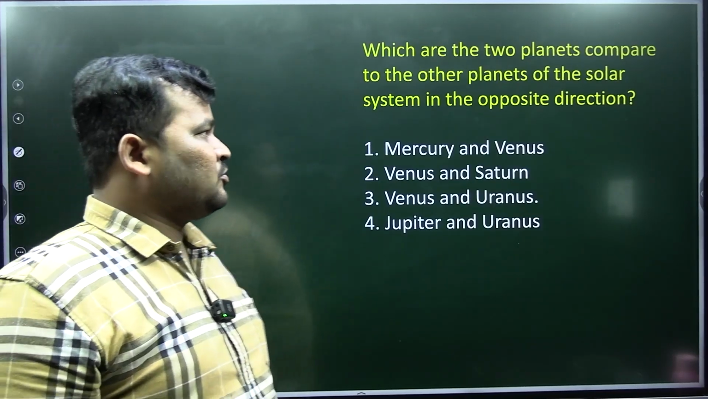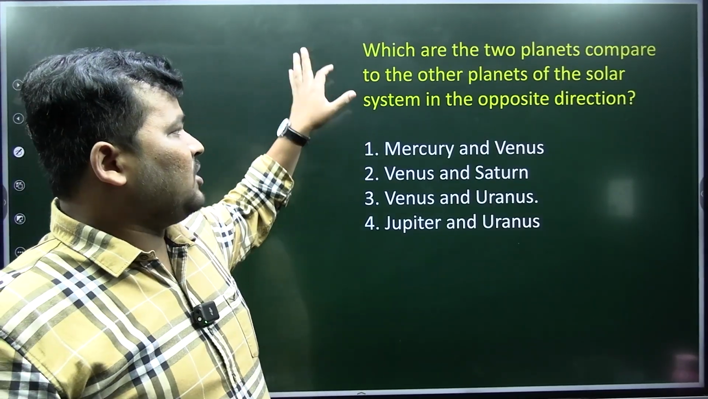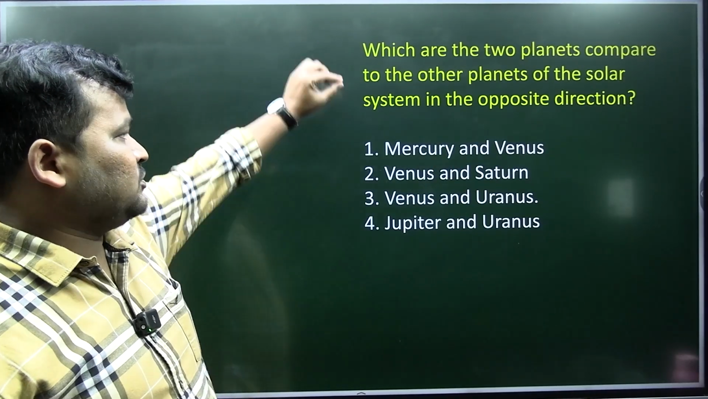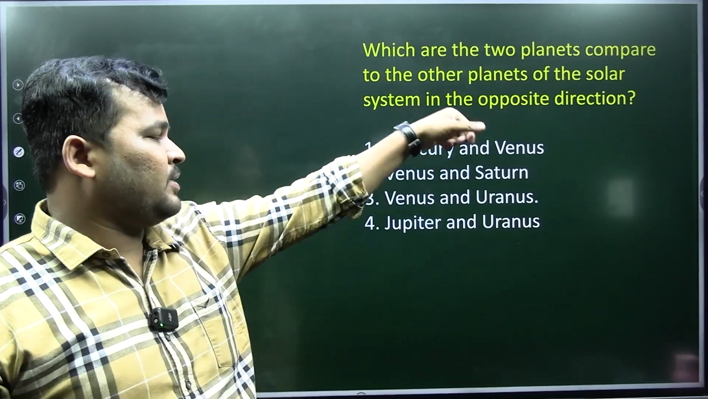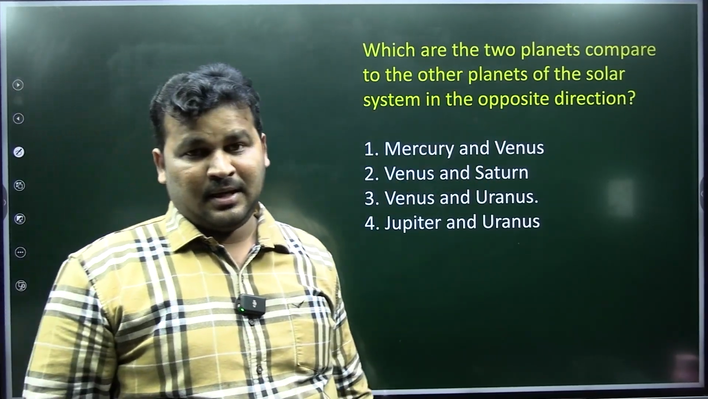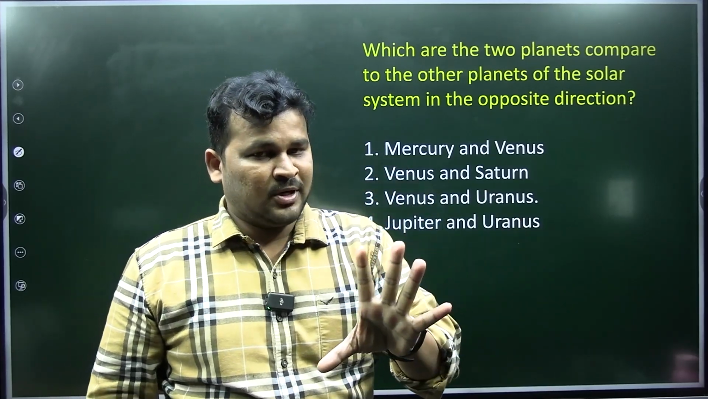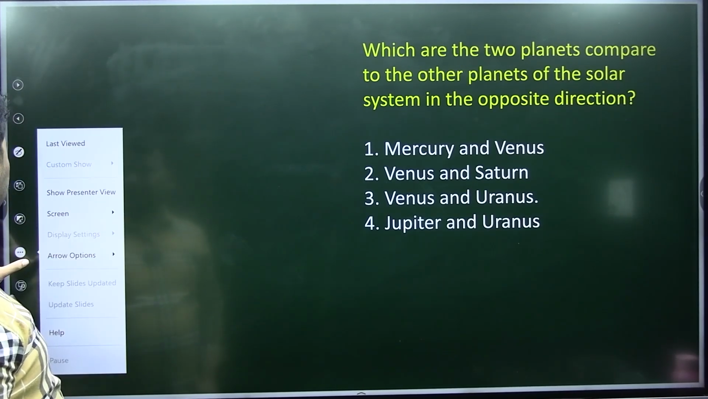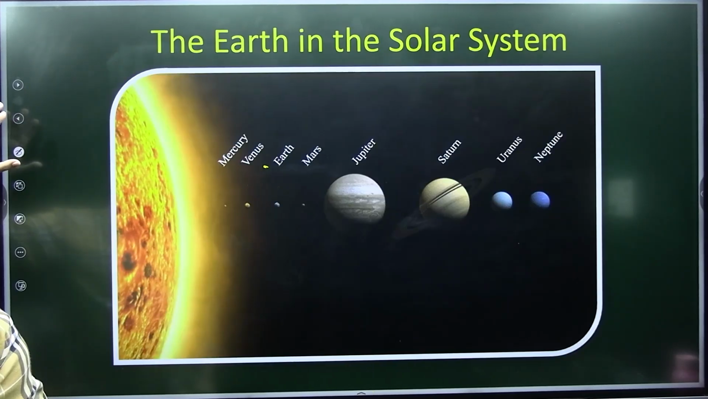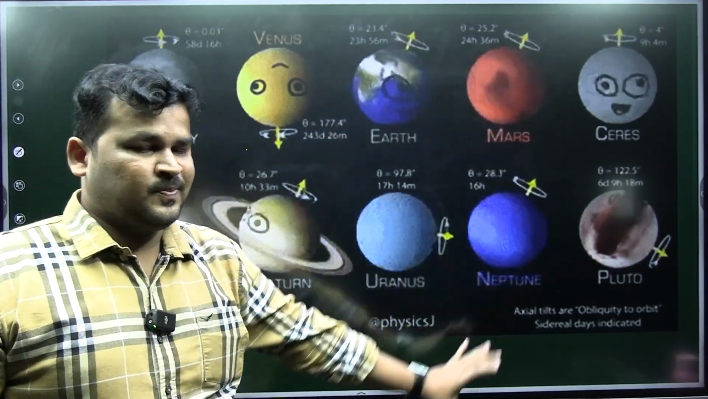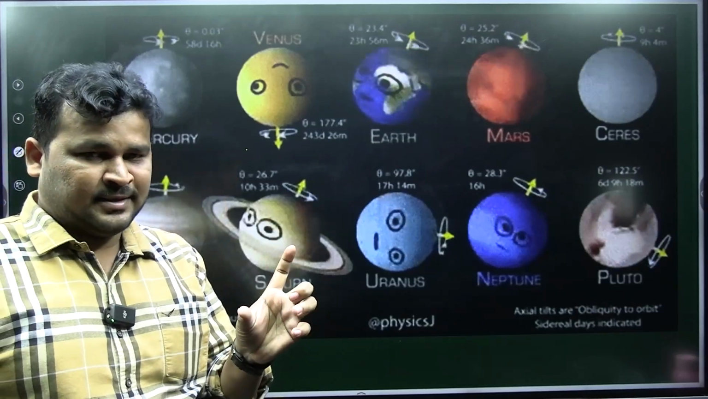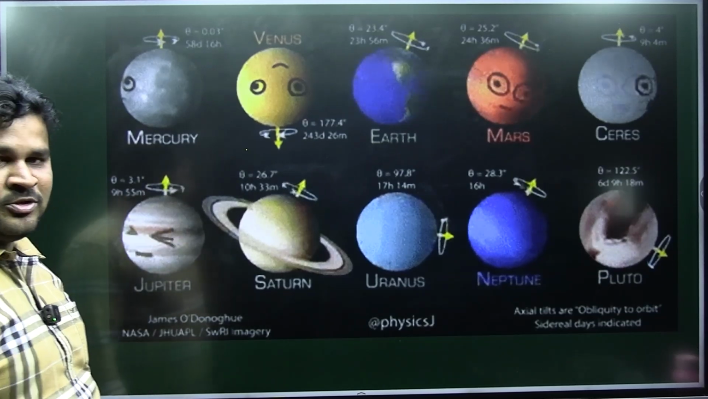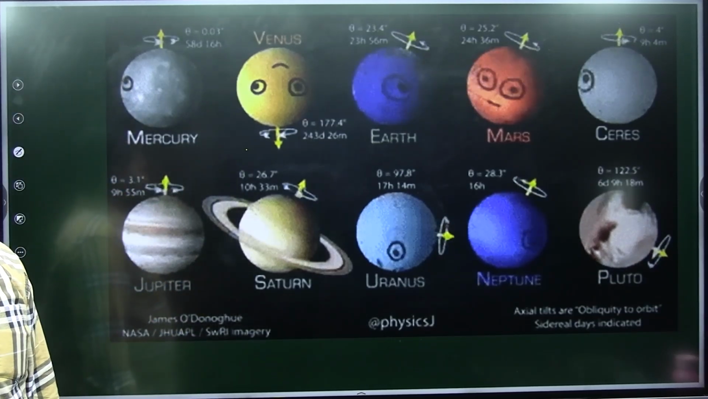Next one. Which 2 planets, compared to the other planets of the solar system, rotate in the opposite direction? As I showed in the image. If you want, I will show the image here. One more time, please wait. You can check here. Among all these planets, only 2 planets are opposite to the other planets. What are those? With your observation skills, find out what the different ones are.